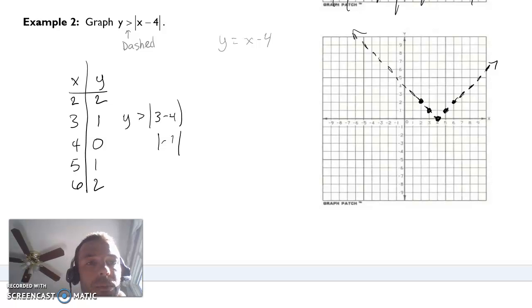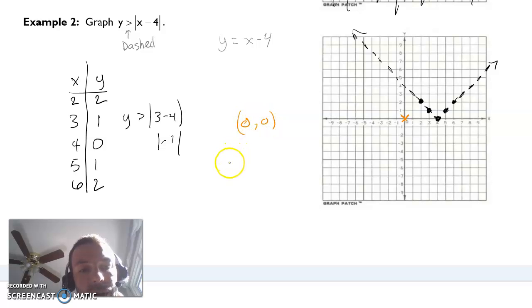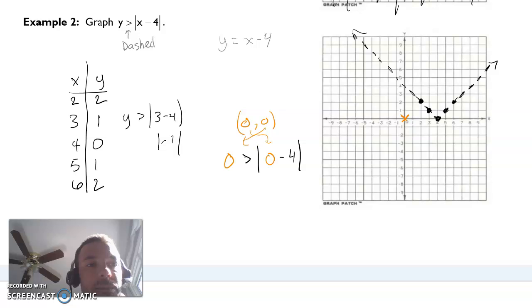Now when I'm choosing a test point, again, I like to choose 0, 0. 0, 0 as my test point is often the easiest one to look at. So I have an x-coordinate of 0 and a y-coordinate of 0. I'm checking if 0 is greater than the absolute value of 0 minus 4. Okay. That's my x-coordinate, that's my y-coordinate. I'm simplifying this now. I get 0. Is it really greater than the absolute value of negative 4?